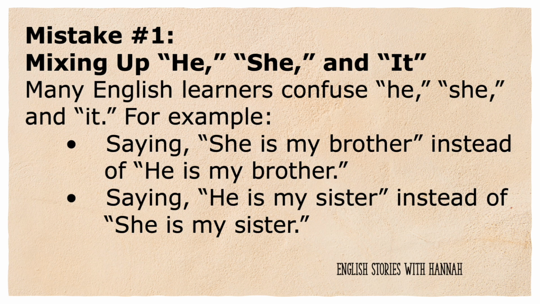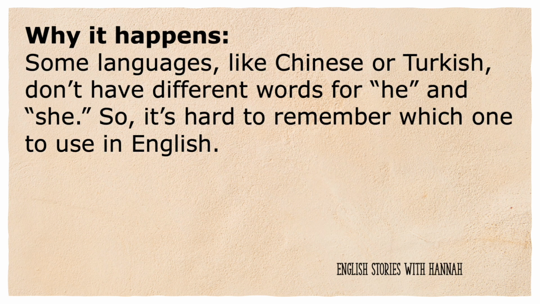Many English learners confuse he, she, and it. For example, saying, she is my brother, instead of he is my brother. Or saying, he is my sister, instead of she is my sister. Why it happens? Some languages, like Chinese or Turkish, don't have different words for he and she. So, it's hard to remember which one to use in English.